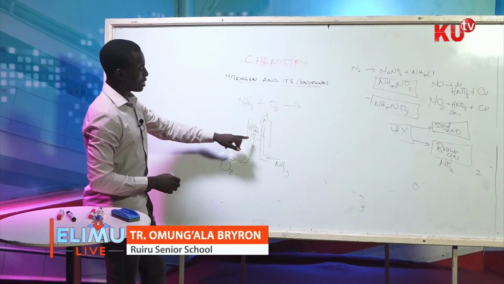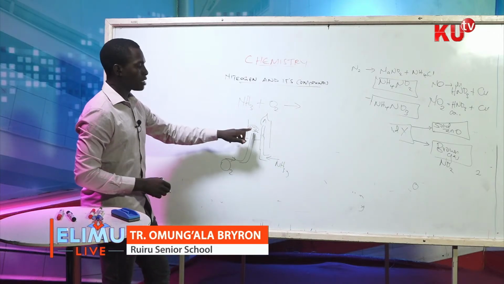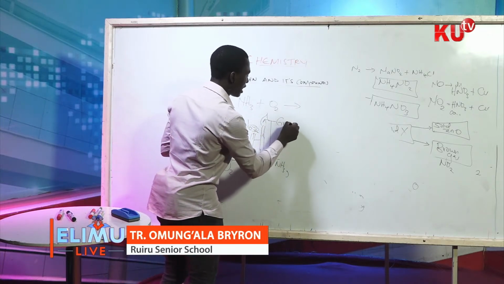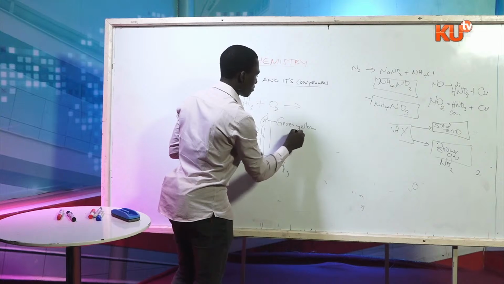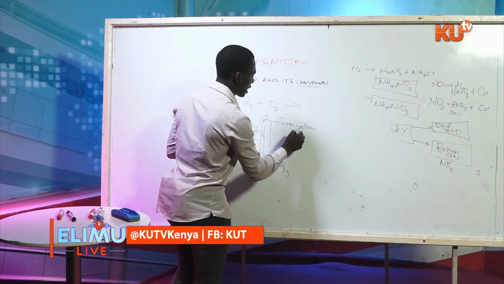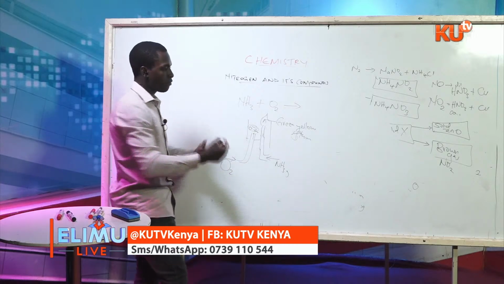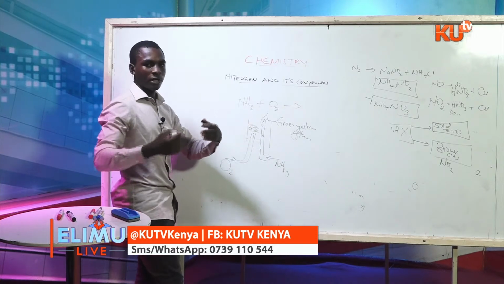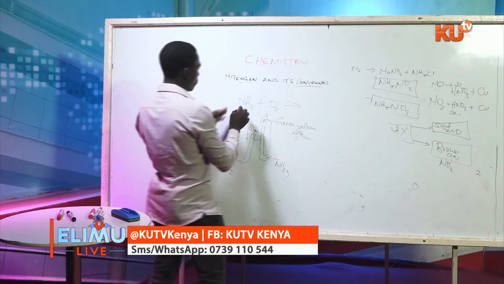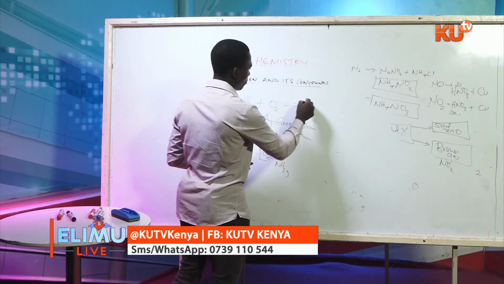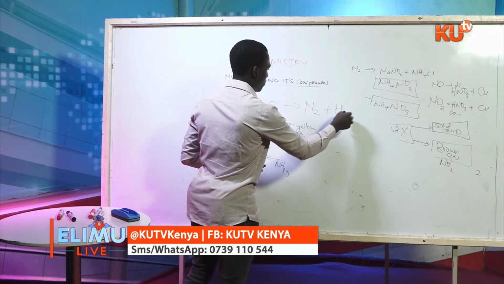Now, in this experiment, we are burning ammonia in absence of a catalyst. One observation is that we shall observe a green-yellow flame, because ammonia burns in air with a green-yellow flame. Now, this is the equation. When you burn ammonia in air, in absence of a catalyst, you shall obtain nitrogen gas and steam.